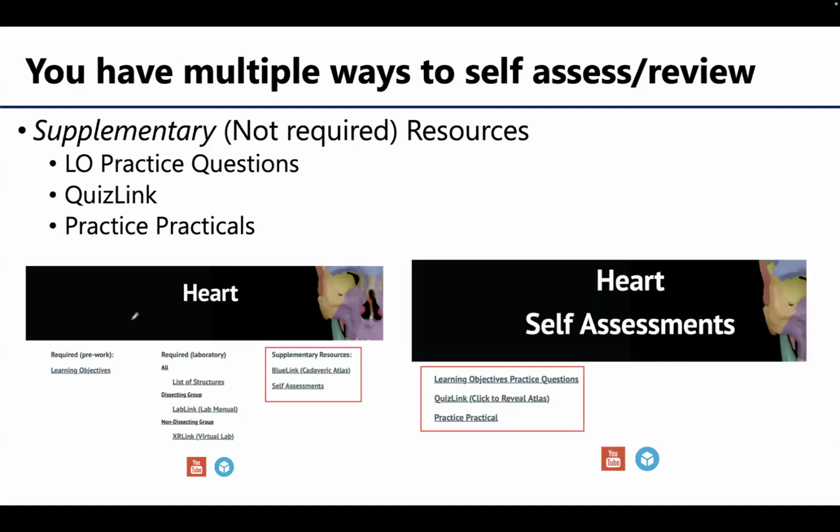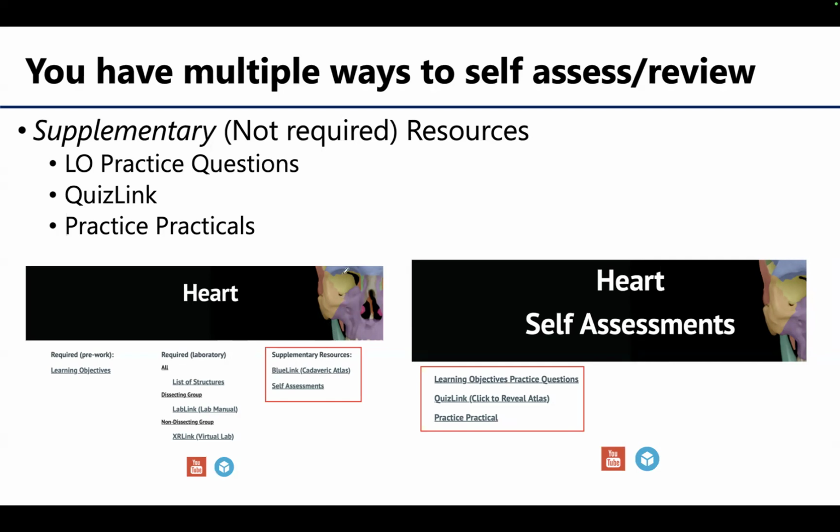All right, we know you love practice questions, and we in anatomy love to provide you practice questions. So we have many, many supplementary resources where you can assess your knowledge and your readiness for your actual assessment. Again, these are not required. You'll see this on the web page. We have supplementary resources, but they may be useful in terms of your studying.